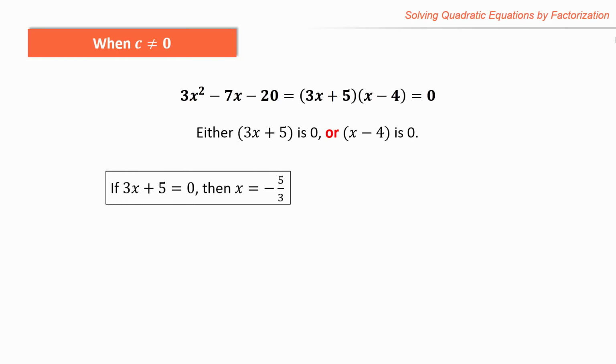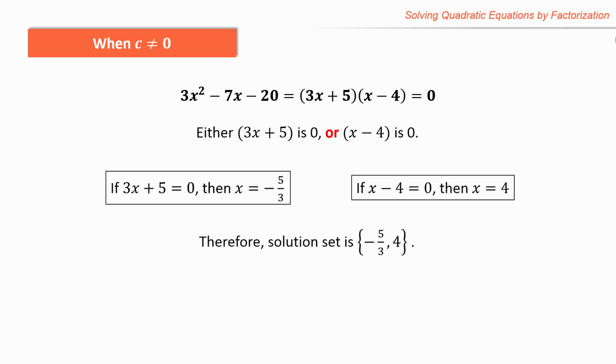Now, for the first case where 3x plus 5 equals 0, we get x equals negative 5 over 3. And for the second case, when x minus 4 equals 0, we end up with x equals 4. Therefore, our solution set is just negative 5 over 3 and 4.